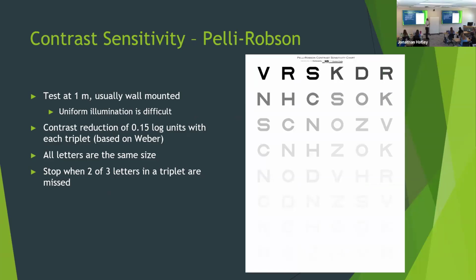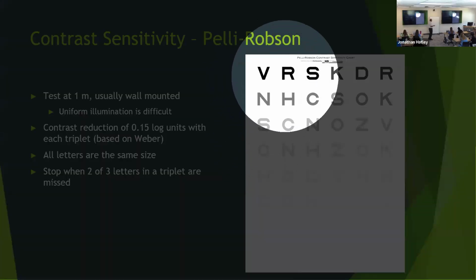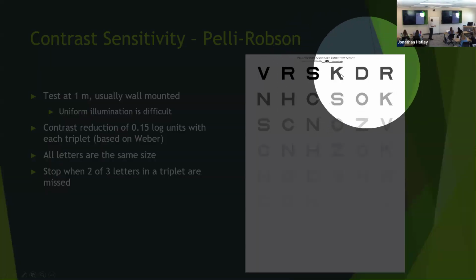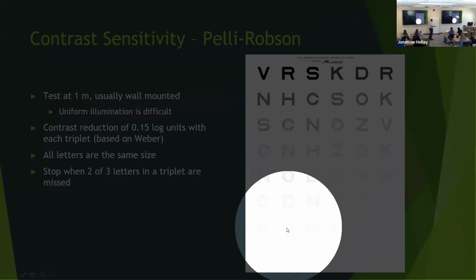So moving into quantifying contrast, we first have the Pelli-Robson chart. Now these are kind of cool. They're almost poster board size contrast charts, and they mount on the wall. The patient has to stand, or maybe sit in certain instances if you've got it set up that way, 1 meter away from this chart. For each triplet, each 3 letters, like VRS for instance, those are all the same contrast, so those would all be 100% contrast. As we move over here, we have 0.15 log units less of contrast, and so on and so forth as we work our way down the chart.